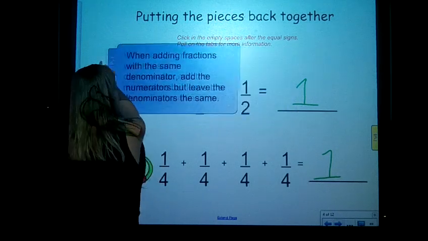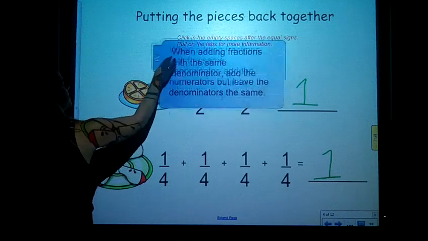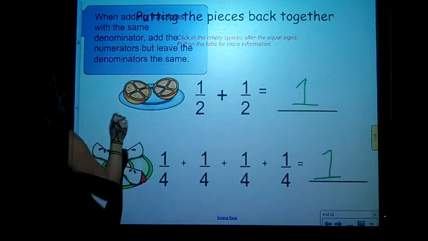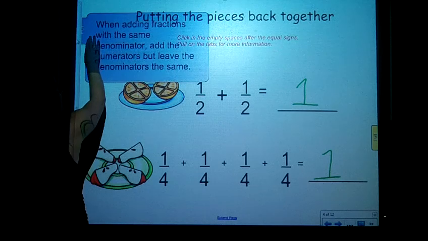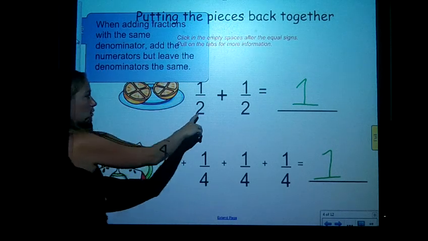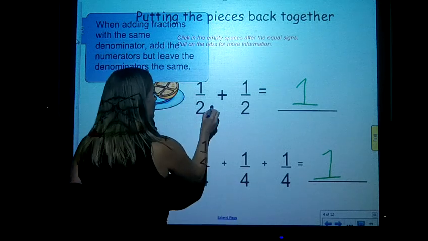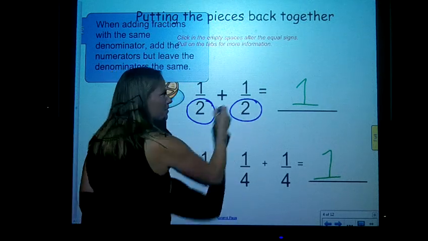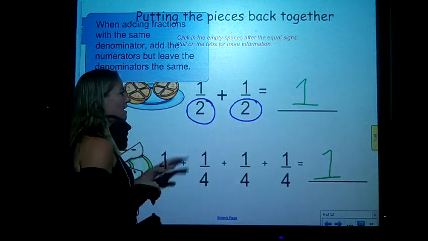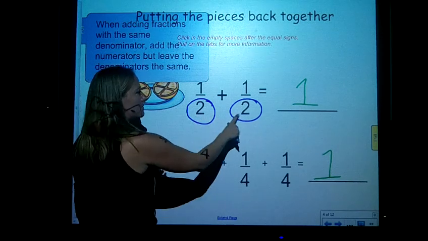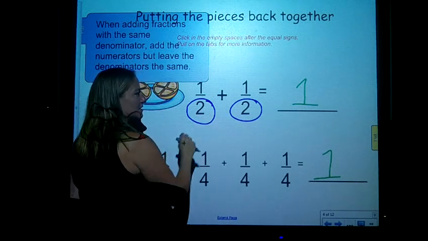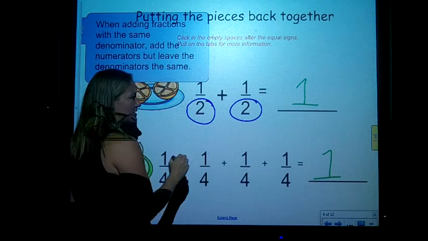So that's one rule that's very important. And I wish, whoops, I'm going to try to leave this up here because it's such an important rule. It's kind of hard to see. There we go. So when we're adding and our denominators are the same, our problem is easy, isn't it? All we do is keep the numbers the same on the bottom, and we add the top.